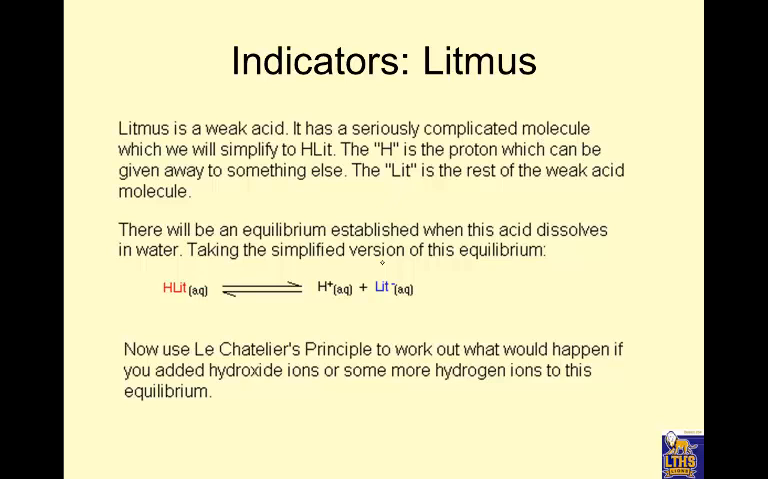It's a complicated molecule, but it has an H+, which makes it an acid. Okay, so there's an equilibrium. So here's the equilibrium for litmus. Now let's use Le Chatelier's principle to work out what would happen if we add hydroxide ions.